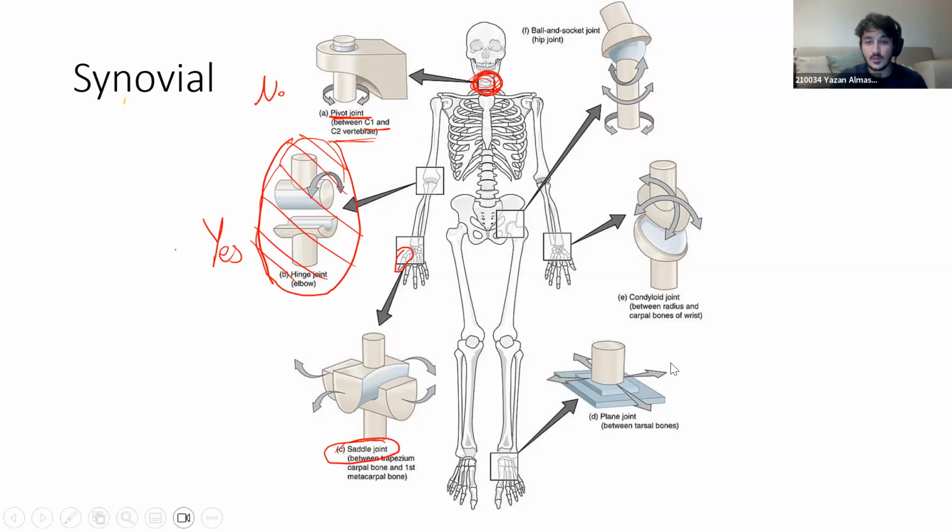Okay. The last joint that we have is the plane joint. The plane joint is usually in the small bones of the hand, which are known as the carpals, or the small bones of the legs, which are known as the tarsals.